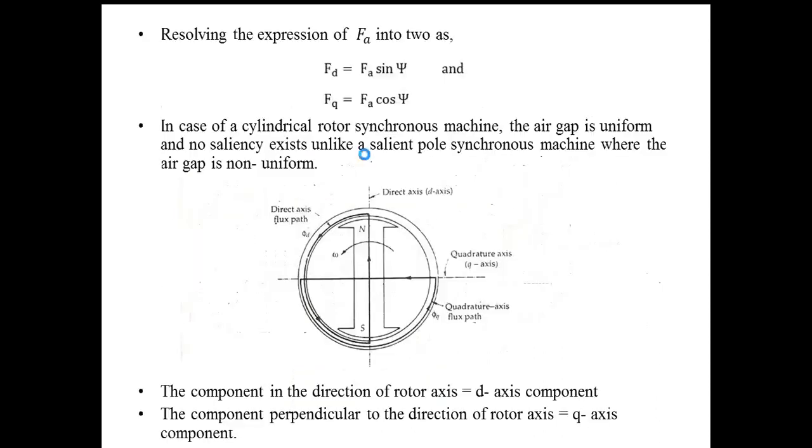Now I want to add another point: the direct axis component has a demagnetizing effect on the rotor flux, overall flux basically, and the quadrature axis has a cross-magnetizing effect. That means we can say that the direct axis or D axis component is affecting the magnitude of the flux, whereas the quadrature axis or Q axis component is varying the direction of the flow of the flux.